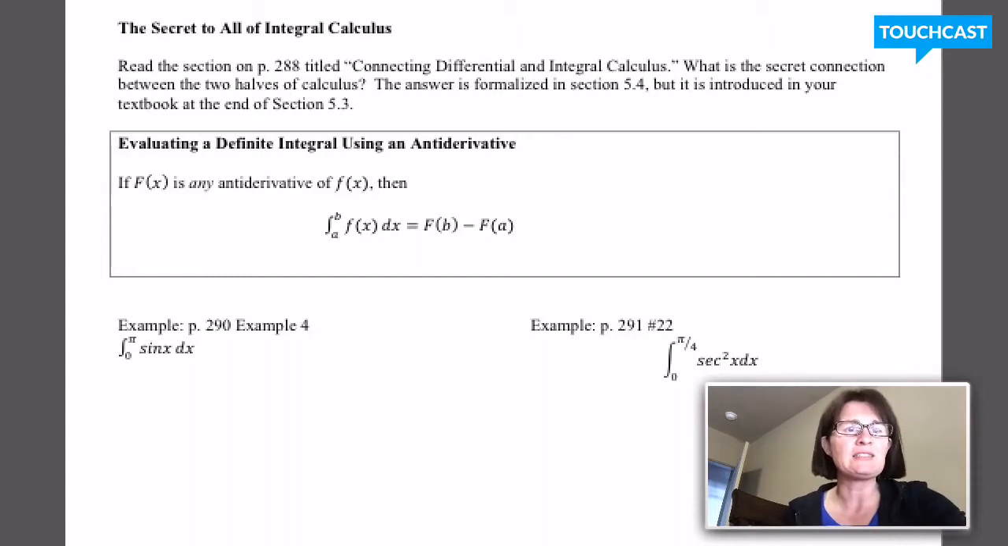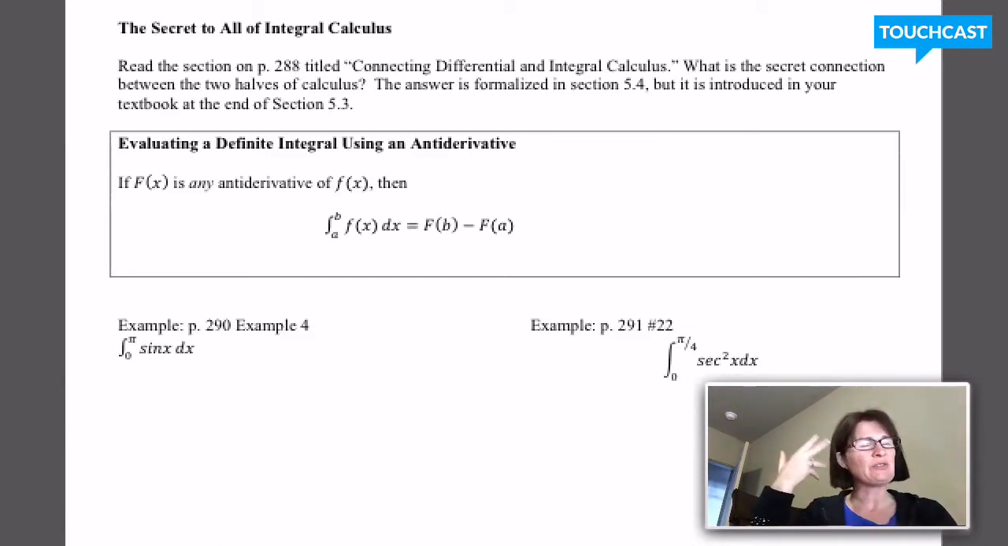So remember, the integrand is the function inside the integral. So for this integral here, the integral from a to b of f of x dx, the integrand is f of x. If I can find any antiderivative of f of x, we know how to take derivatives. So to find an antiderivative, we just have to sort of run through the catalog in our head and see if we can think of a function whose derivative would be f of x. But if we can find one, then all we have to do is evaluate that antiderivative at the upper limit and subtract what we get when we evaluate that antiderivative at the lower limit.